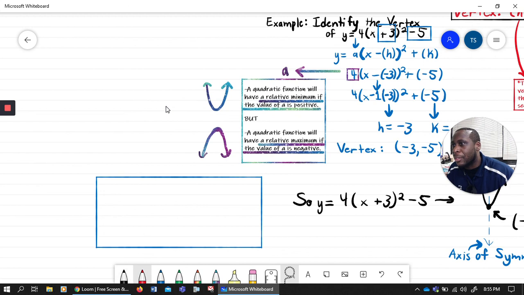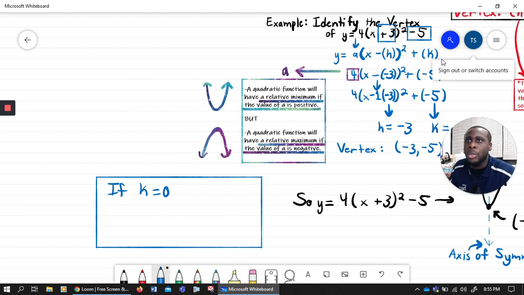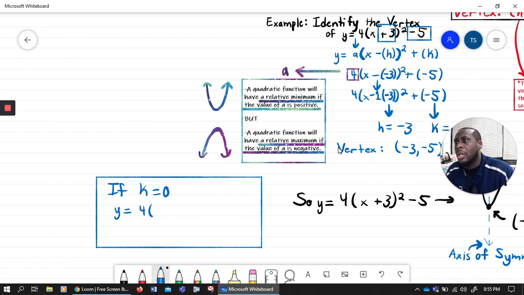Okay, so if k was 0, oop, that ain't it. Try that again. If k was 0, I'm just going to use that same equation that we had already used, but instead of k being -5, we're going to write k as being 0. So if k was 0, it would look like this. Your a value would still be 4. If h was still -3, it would look like this.